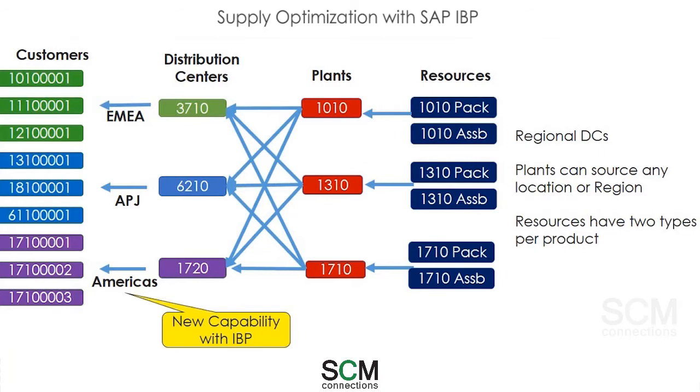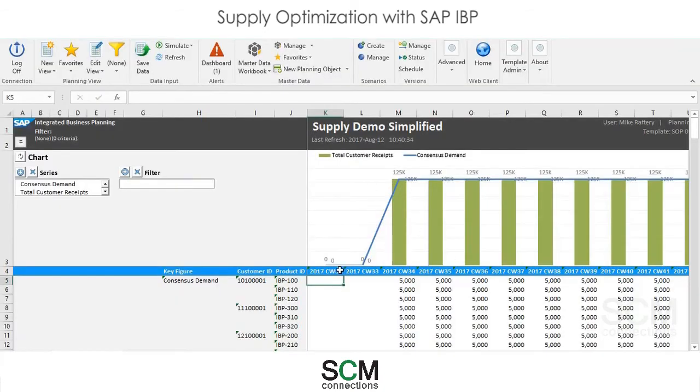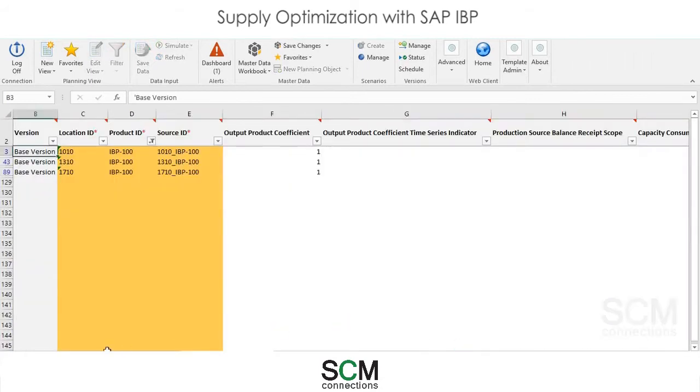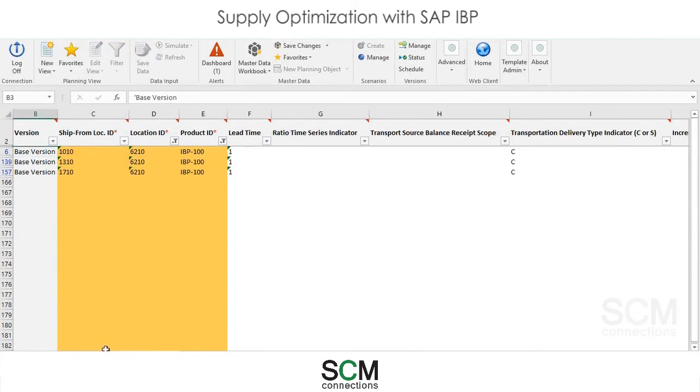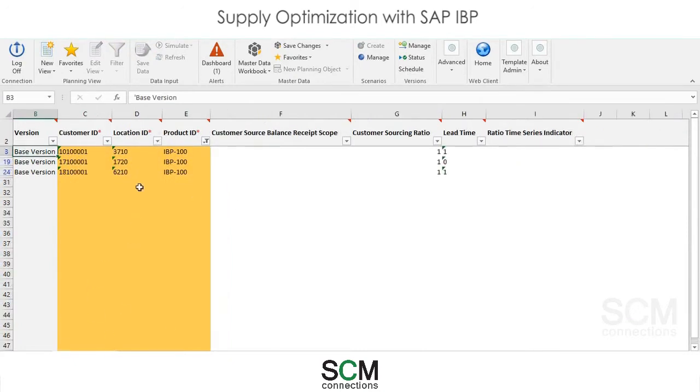So let's go ahead and jump in. In this case we see the consensus demand, and the consensus demand here is about 5,000 each. But let's go to the master data first. So the customer source is showing these customers here are being sourced each from a single location, just like we saw in our diagram. And that customer sourcing ratio is 1 or 100%. That means when you run a heuristic, there's only one sourcing option possible for that customer to be sourced for our product here, IBP 100.